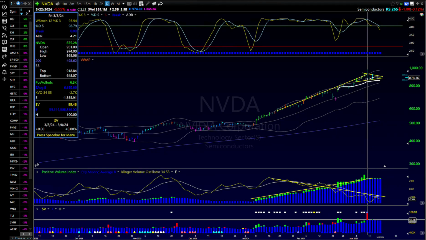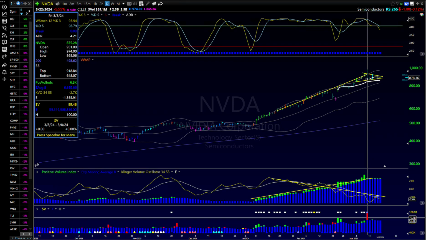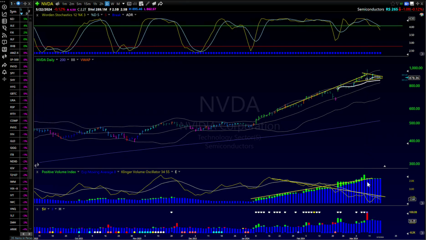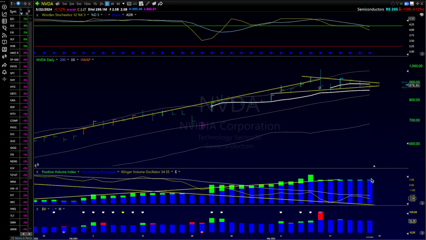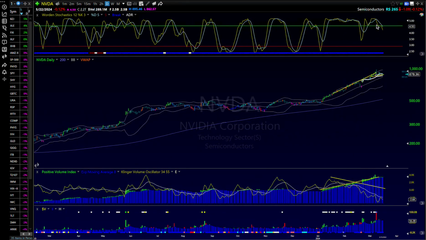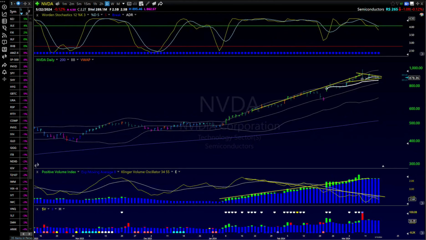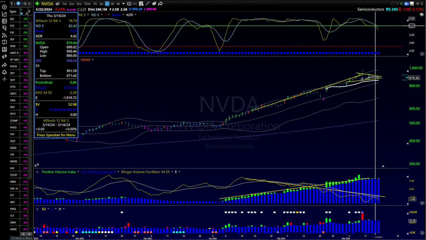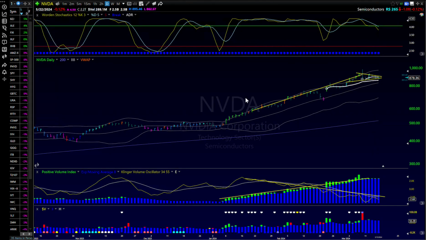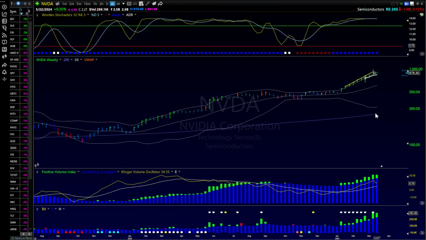So here you have the largest volume selling right there, the last 252 bars, and then you're seeing this positive volume index dry up, and then we're seeing the stochastic turn down negative and cross below that 80 level here. So there are some indications that maybe on a daily time frame NVIDIA is slowing down. On a weekly time frame, it appears to be okay.